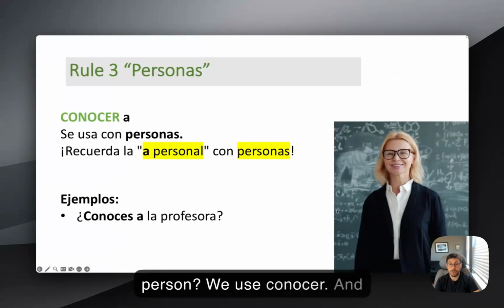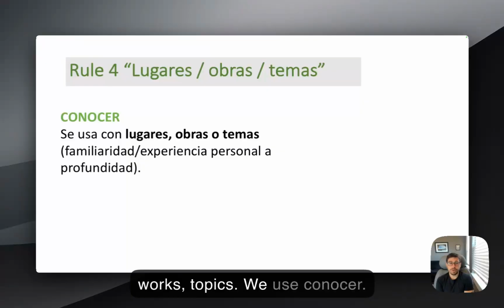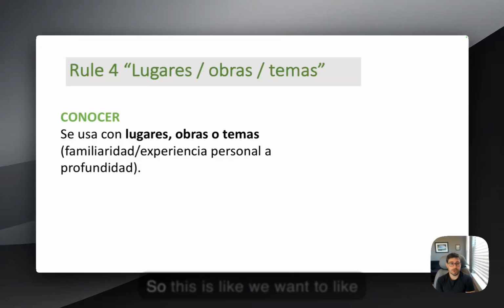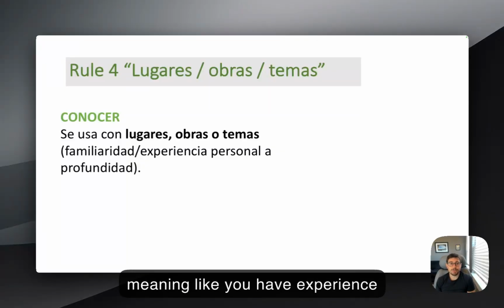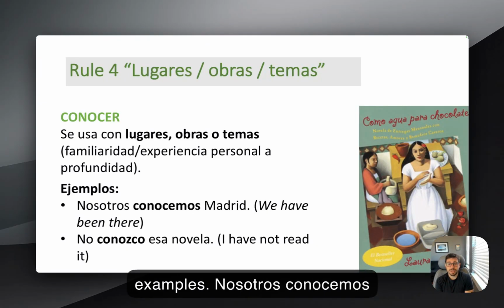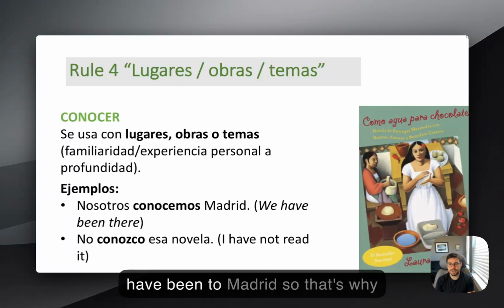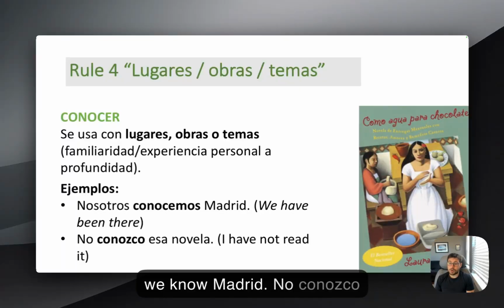We use conocer. And then rule number 4, with places, works, topics, we use conocer. This means you have experience with them, you're familiar with them. Here are some examples. Nosotros conocemos Madrid. We know Madrid. We have been to Madrid, so that's why we know Madrid. No conozco esa novela. I haven't read that novel. I don't know this novel because I have not read it yet.